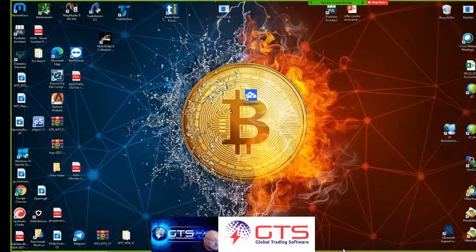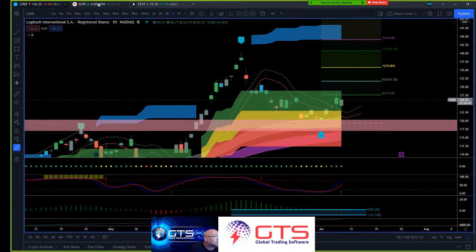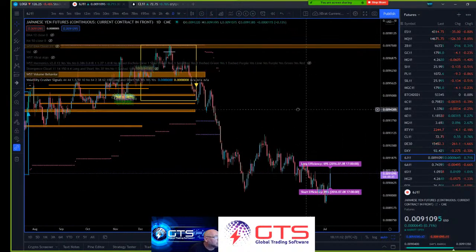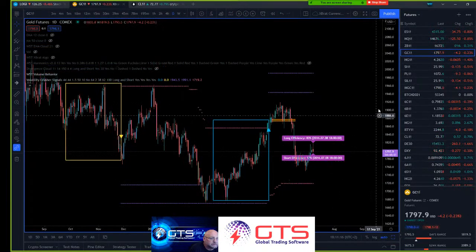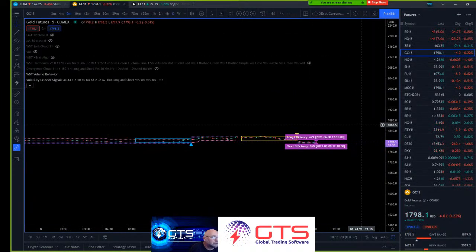That looks a little different on TradingView. If I go to this here, what are we on? Japanese yen futures. Let's go to gold, see what that looks like, and we'll go down some smaller time frames.